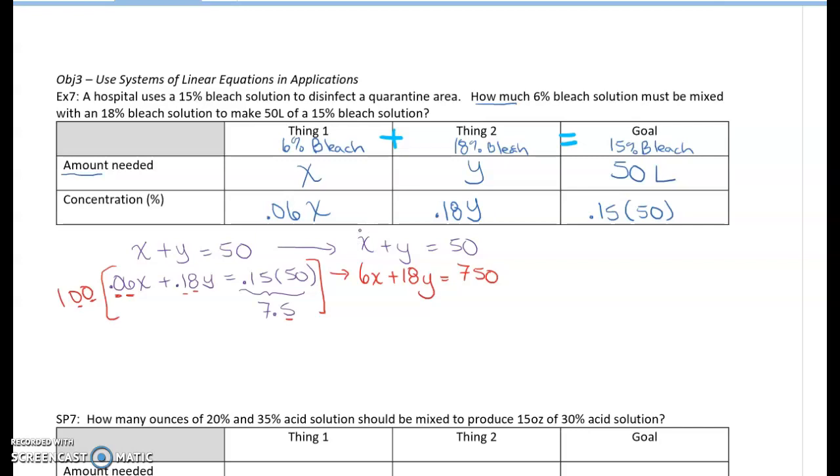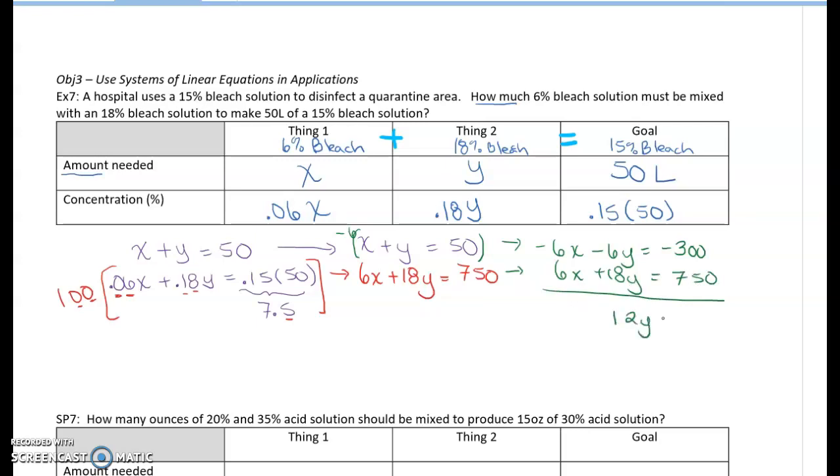If you want to multiply this whole top equation by -6 to do elimination, we could do it that way. So that would be -6x minus 6y equals -300. And then 6x, just carrying this over. There's other ways to do this. This is just one way to do it. Equals 750. And then you can stack and add.